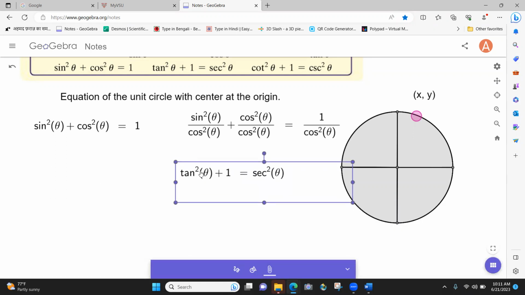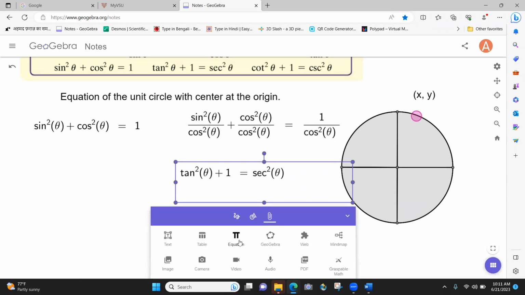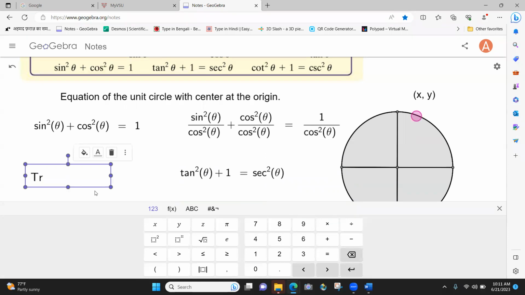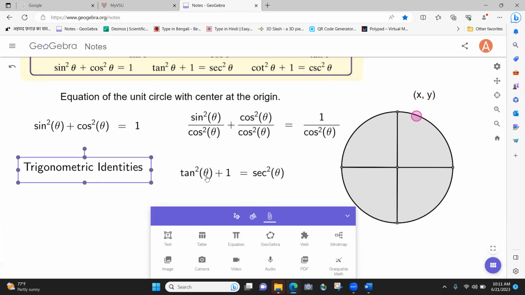Okay, again, these are called trig identities. They're true for all values of theta as long as they're defined. They're called trigonometric identities, and they're right here, 3 of them. Now we're going to derive the third one, but just so that you know, that's what we're talking about. Sine squared theta plus cosine squared theta is 1. That means tan squared theta plus 1 is equal to secant squared theta.